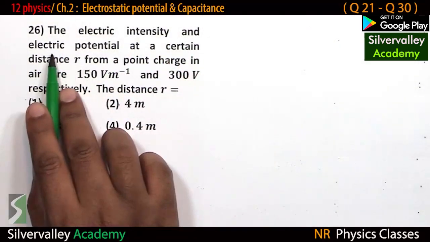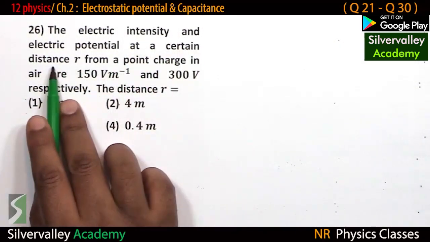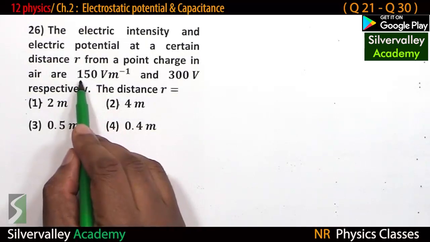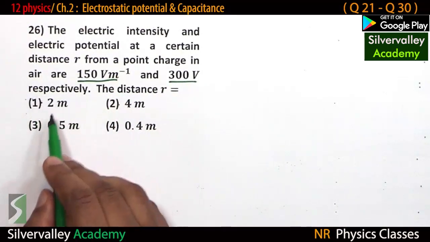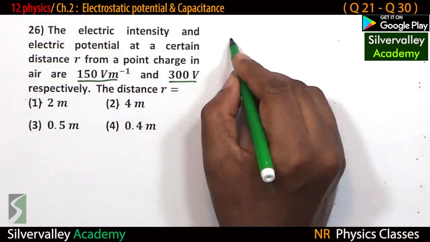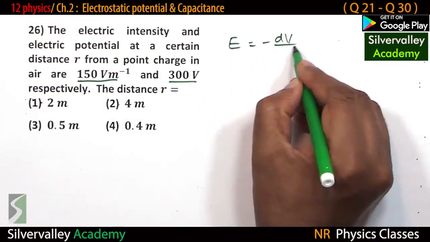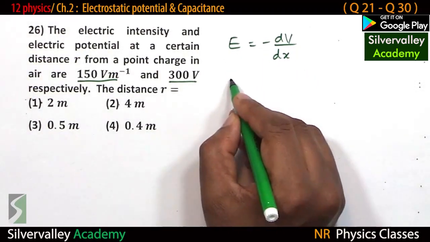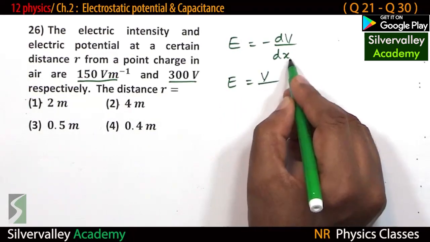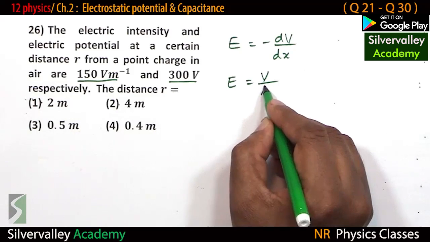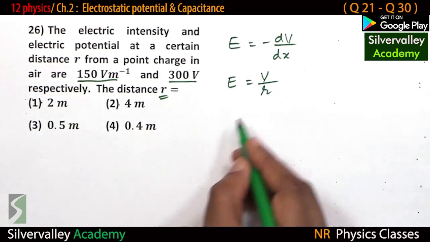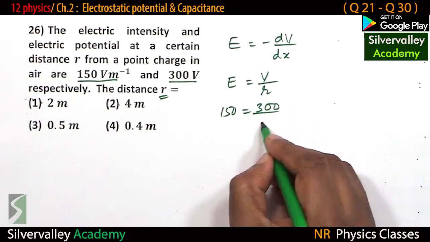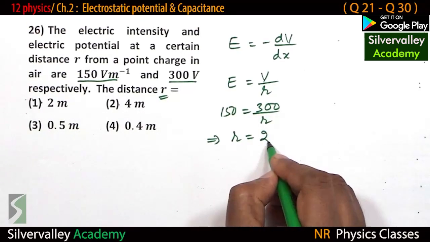The electric intensity and electric potential at a certain distance r from a point charge in air are 150 and 300 respectively. Find the distance r. This is the relation between potential and electric intensity: E equal to potential by distance. That distance is R here. Electric intensity is 150, electric potential is 300 by R, implies R should be 2.